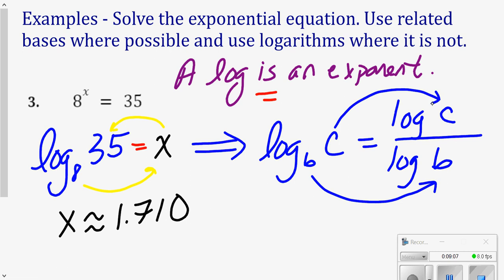Okay, the only people who do not have to know this formula are people who keep track of their calculator and know that their calculator has that feature. If you borrow a calculator, you don't know what's going to be on there. You might need to know this, okay?